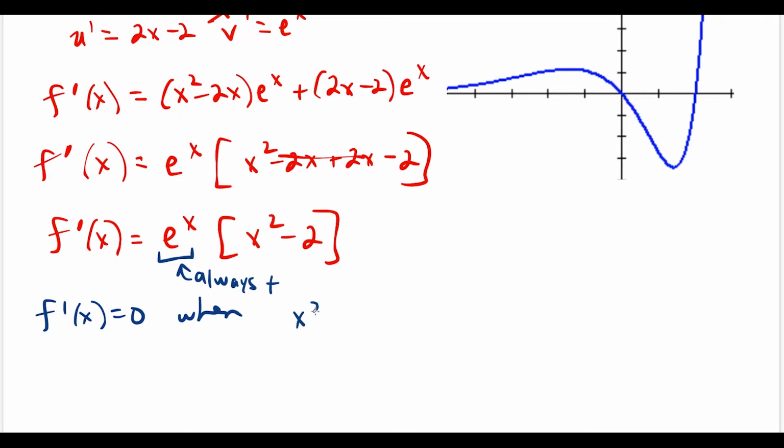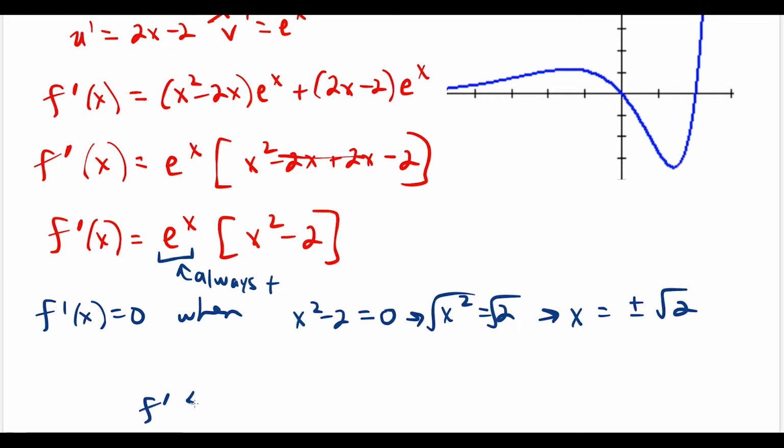However, we can set x squared minus 2 equal to 0. And this is going to be true when x squared is equal to 2. And if we take the square root of both sides, this is true when x equals plus or minus the square root of 2. So when we make our sign chart for f prime, we're going to mark it at negative root 2 and positive root 2.